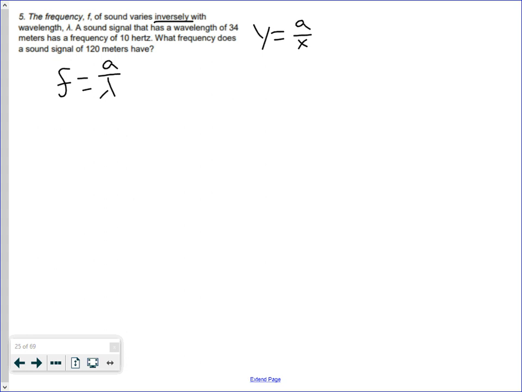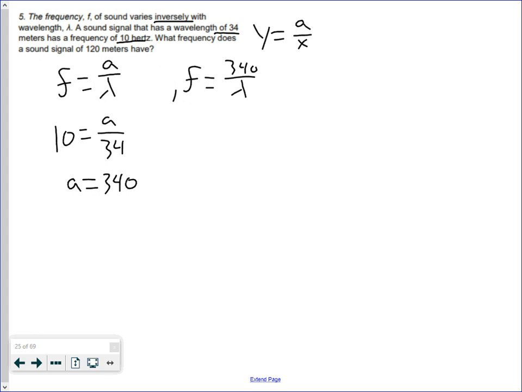All right. So what we're going to do is plug in this pair of points that they gave us. They already told us that when we have a wavelength of 34, we have a frequency of 10. So we can plug both of those in. So we have a frequency of 10, that will equal a all over our wavelength of 34. Multiply each side by 34, and we get an a value of 340. So our completed formula for this problem is f equals 340 all over lambda.